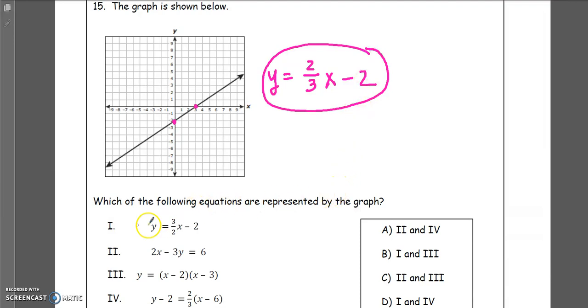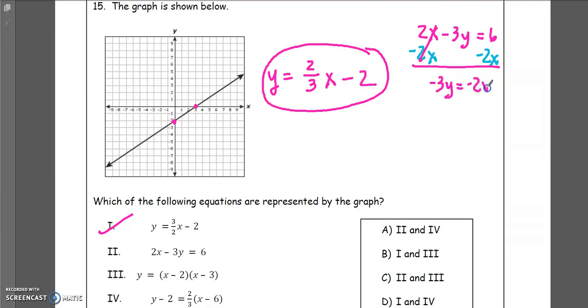So if I look, number 1, it says y equals 3/2 x minus 2. So my slope is upside down. So that's not it. Number 2, if I were to rearrange, let me do that right over here. I've got 2x minus 3y equals 6. So let's move the 2x over to the other side. That leaves a -3y equals -2x plus 6. Let's divide everything by -3.